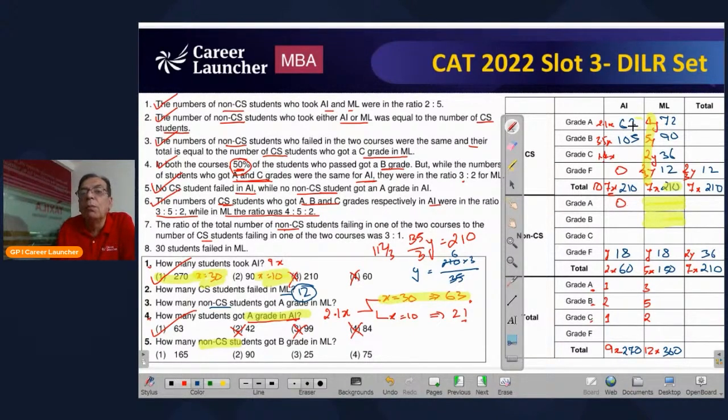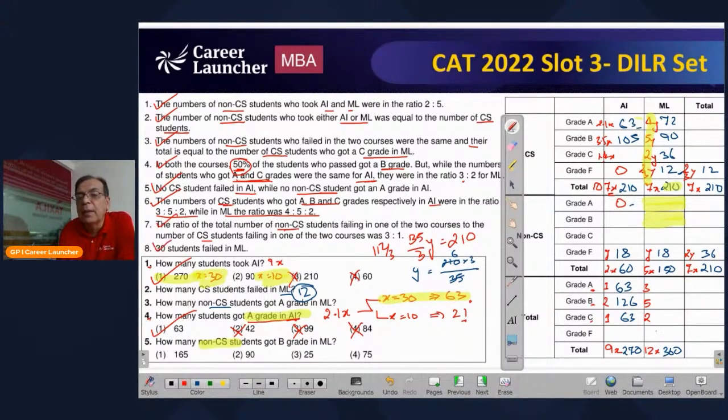So this is 63, because 63 plus 0 is 63. If this is 63, grade A and AI is 63, this will be 126. This is going to be 63. We don't need to actually fill this. I'm just showing it to you. Similarly, on the other side, the number of failures there is, okay, one more statement is left.